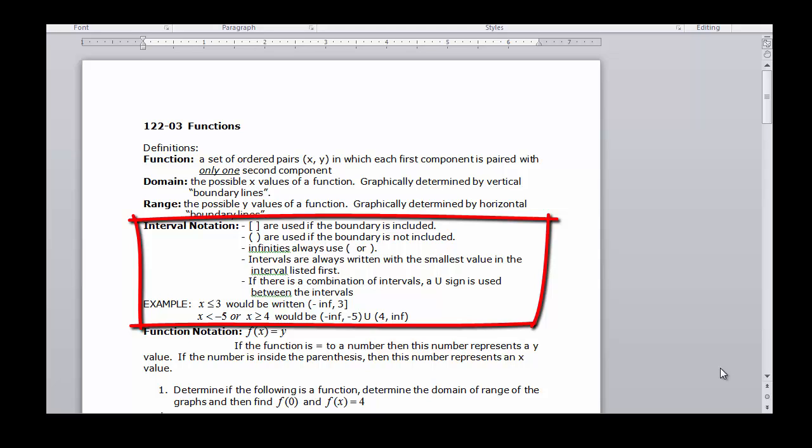And then down here where it shows you the example, I would just want to show you I use INF for infinity, so I wrote it that way for you. So you have negative infinity to negative 5, and you have 4 to infinity. That's what all that means.